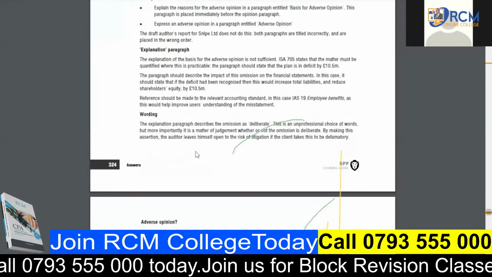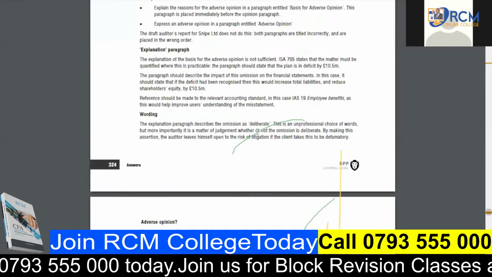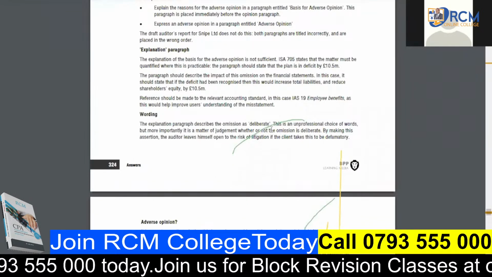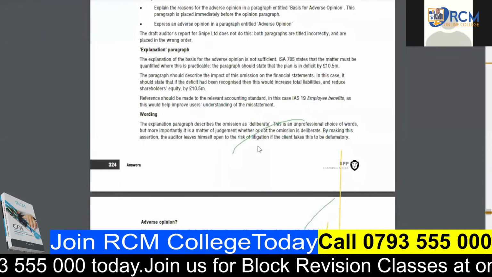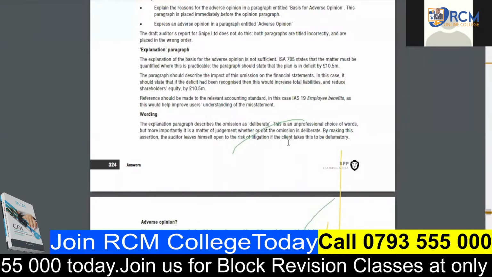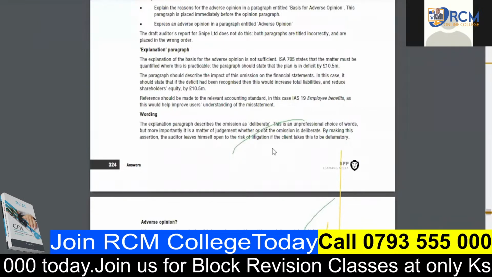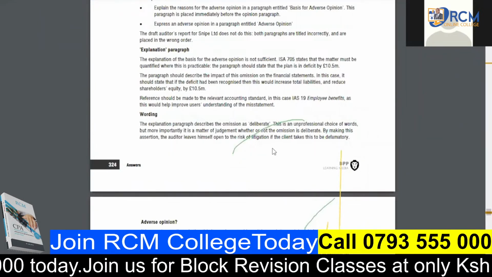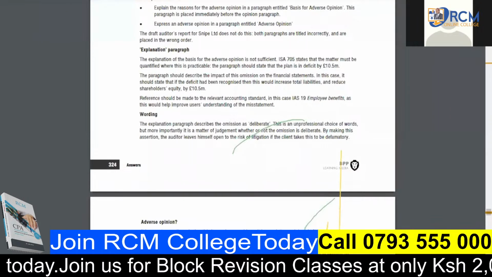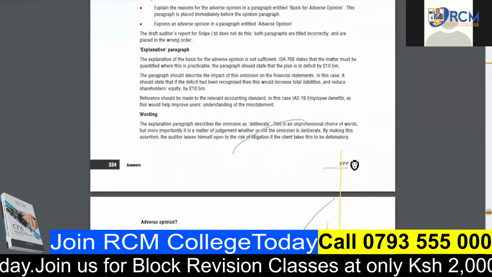So the wording. The explanation paragraph describes the omission as deliberate. This is an unprofessional choice of words, but more importantly, it's a matter of judgment whether or not the omission is deliberate. You're not a judge. By making this assertion, the auditor leaves himself open to the risk of litigation if the client takes this to be defamatory.